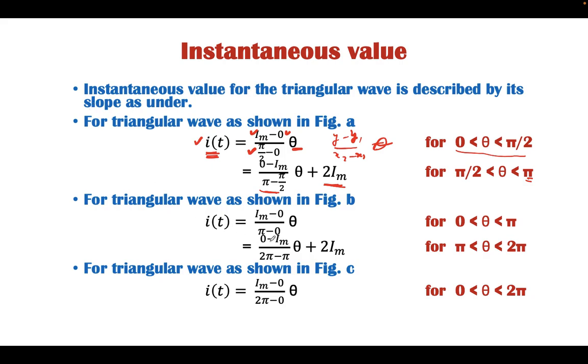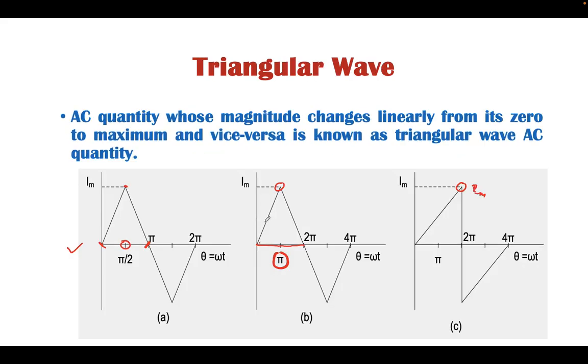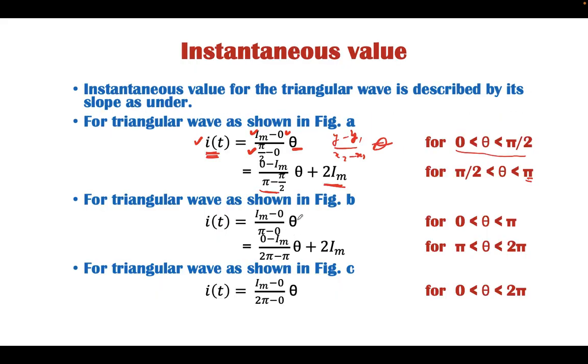Now for the second waveform, the function varies from 0 to 2 pi, and whatever the slope is from 0 to pi, the same slope applies from pi to 2 pi, and hence if we analyze from 0 to pi, then we can analyze from pi to 2 pi. Here, considering from 0 to pi, the function is Im minus 0 upon pi minus 0, because x2 is pi and x1 is 0, times theta.